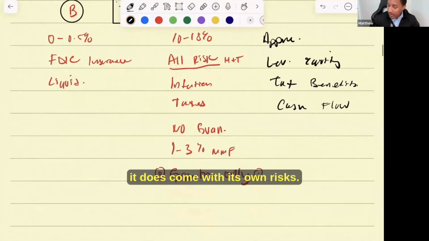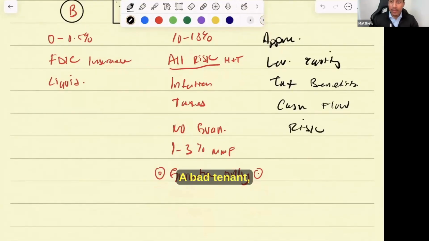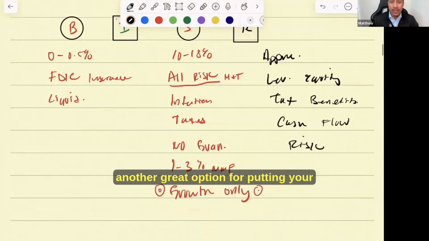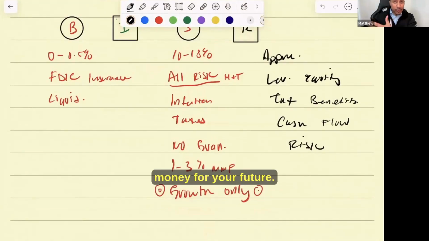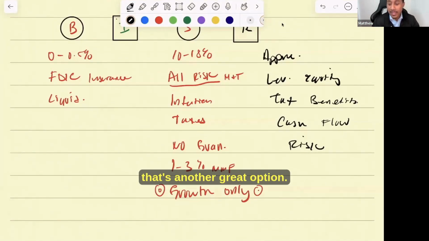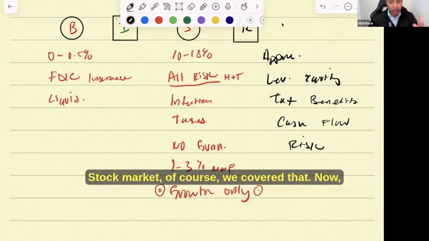Now, it does come with its own risks. A bad tenant, something breaks down, a fire. So there's risk to it, but all that's understood. So that's another great option for putting your money for your future. If you're using real estate as another part of retirement for future income, that's another great option. Stock market, of course, we covered that.